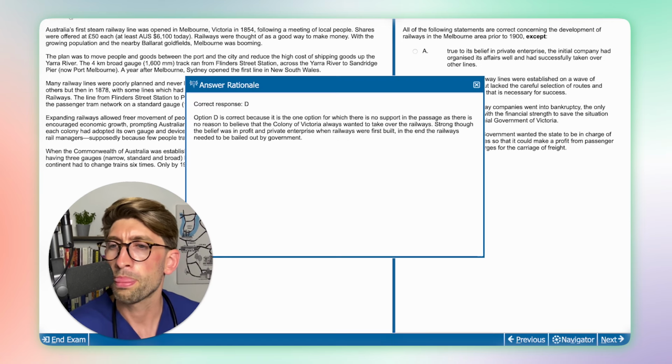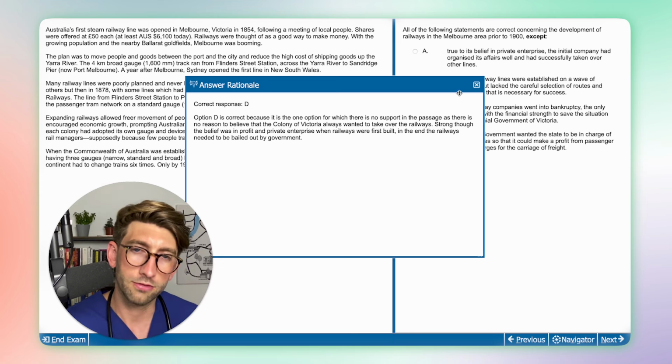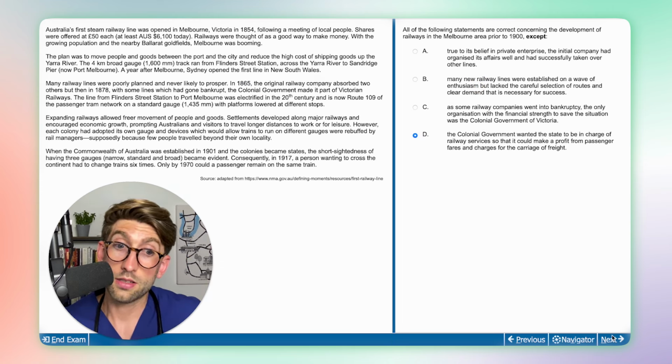Okay, cool. So option D is correct because it is the one option for which there is no support in the passage. Okay, there we go. As there is no reason to believe that the colony of Victoria always wanted to take over the railways. Strong though the belief was in profit and private enterprise, when the railways were first built, in the end, the railways needed to be bailed out by the government. Okay, fine, cool. Okay, let's move on to the final one.